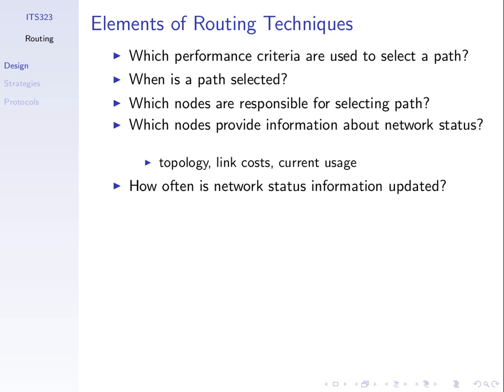I just want to summarise what we talked about with our driving into Bangkok example, and then we'll finish. Some of the questions we need to answer are: what performance criteria are used to select a path? What cost metrics are available? We've come up with some for driving, and similarly we can think of some for a network, such as number of hops. When do we select a path?